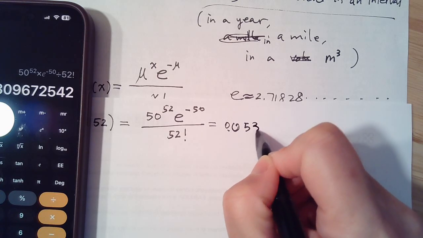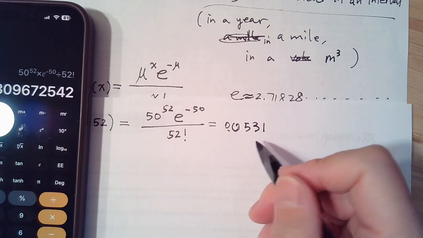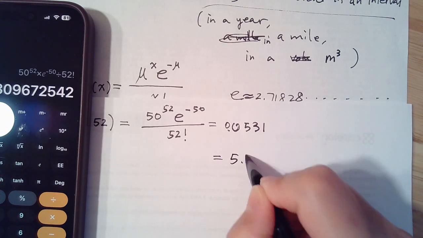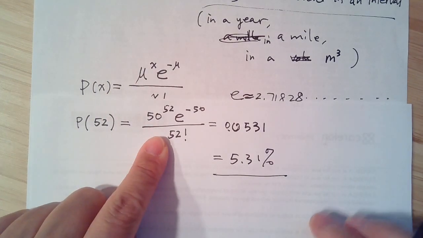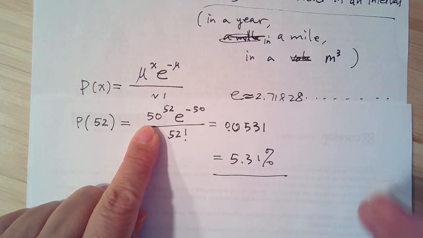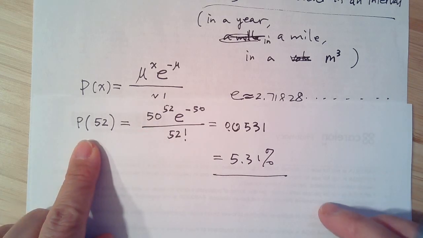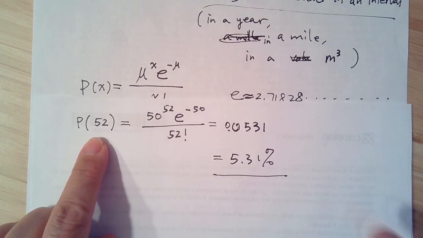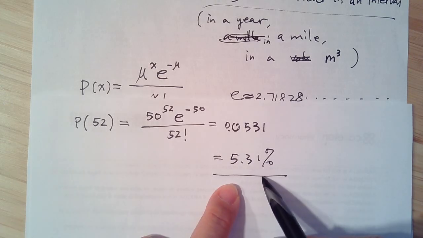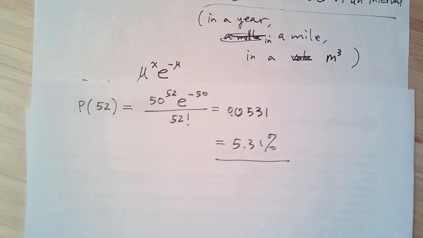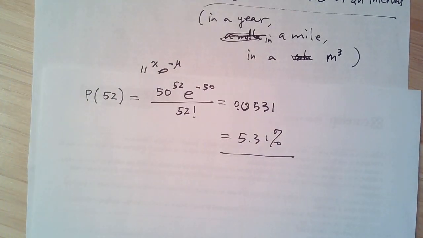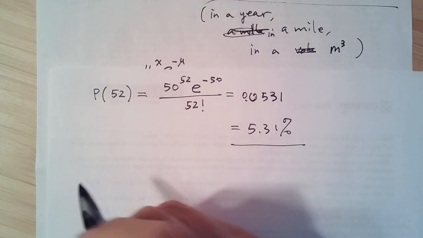So it's about 5.31%. That means if California has 50 earthquakes on average in a year, what is the probability that in a particular year they get exactly 52 earthquakes? The chance is 5.31%. Interesting. After we get the probability distribution formula, we know how to calculate probabilities.